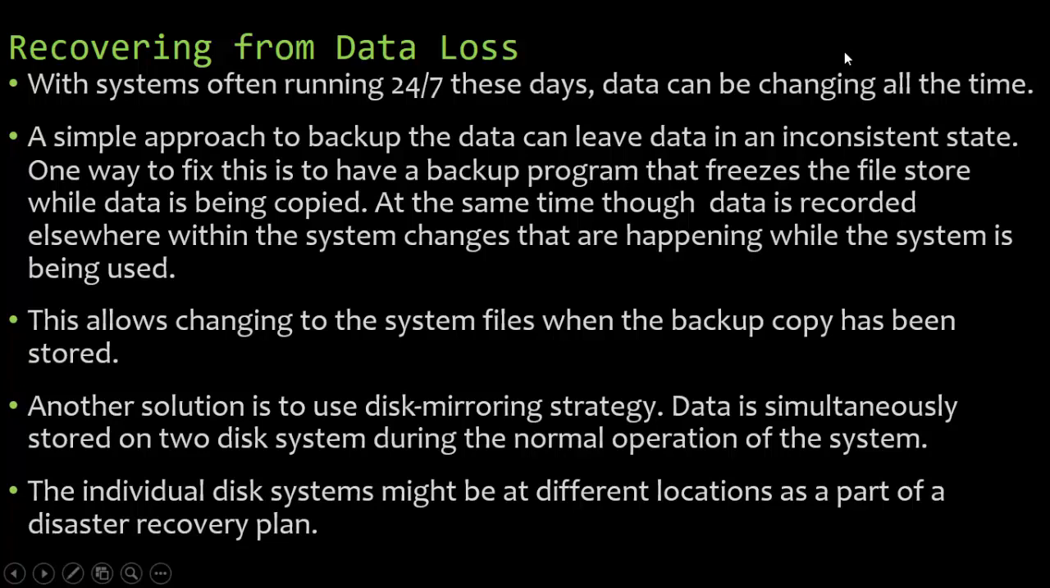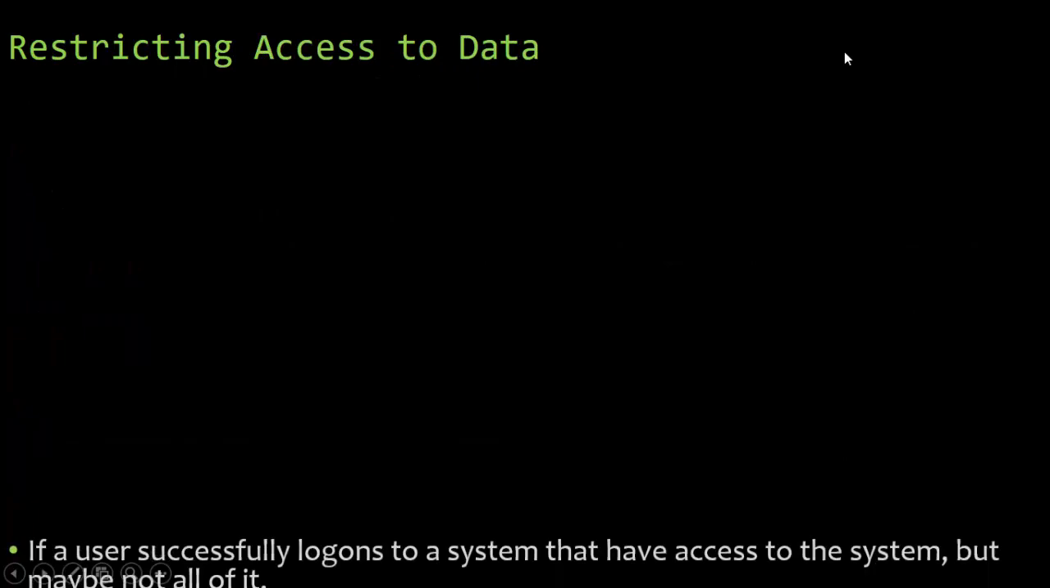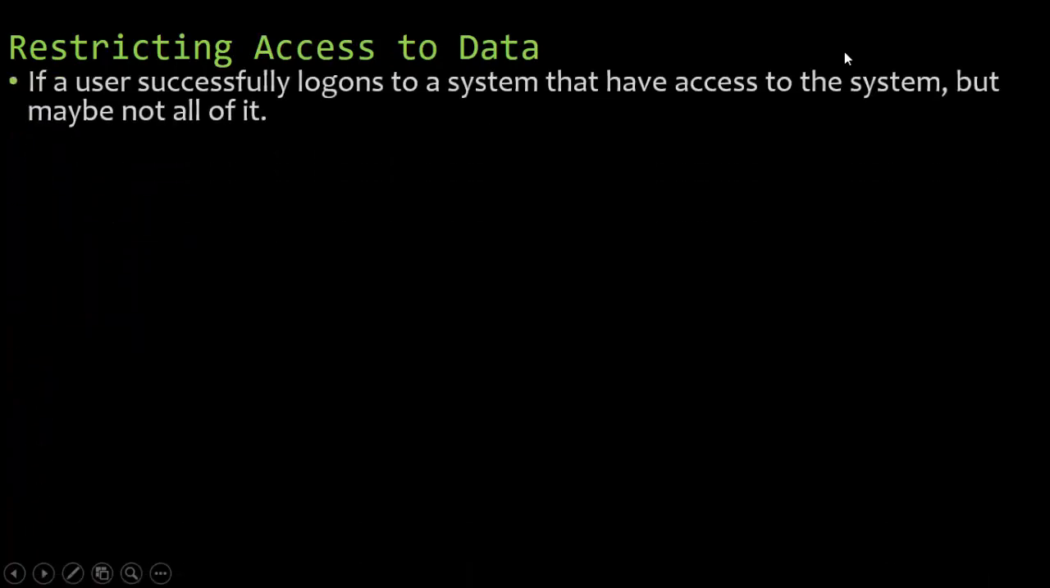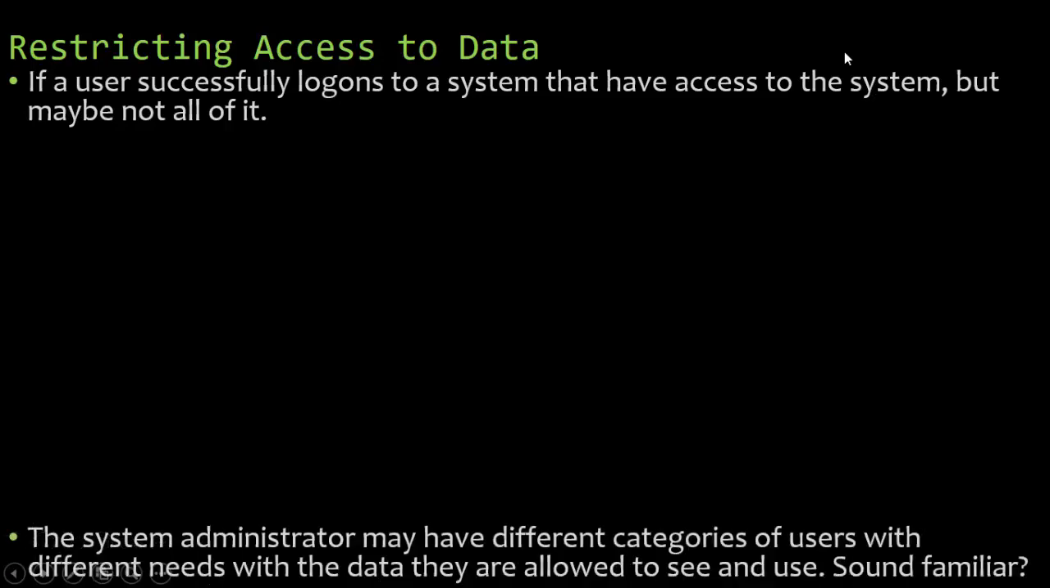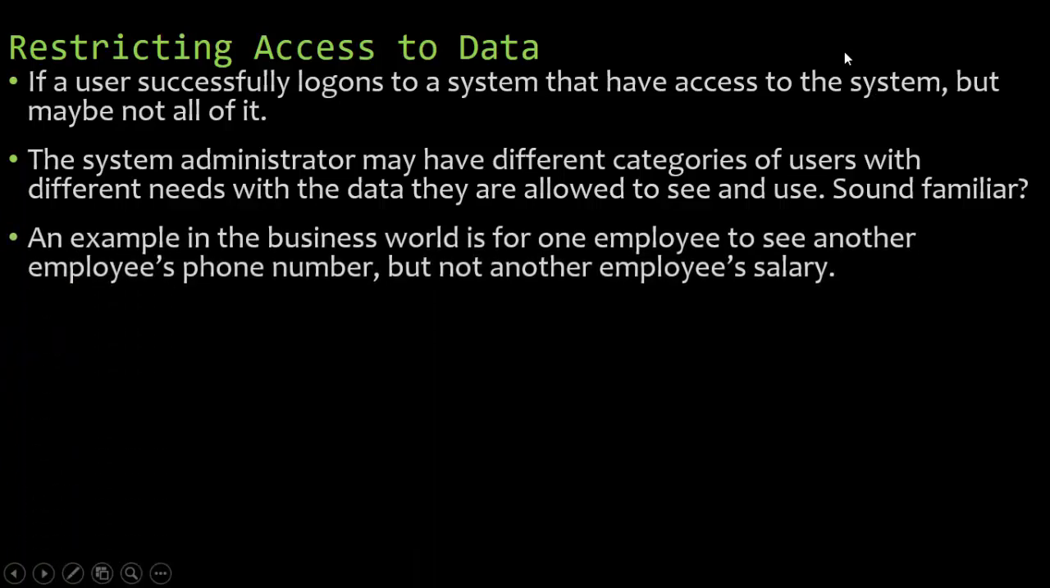All right, one more slide and we'll be calling it. So restricting access to data, which is probably the best thing you can do. If a user successfully logs in to a system, they have access to the system, but maybe they don't have access to all of it. The system administrator may have different categories of users with different needs with the data they're allowed to see. Does this sound familiar? It should. We do it at school all the time.